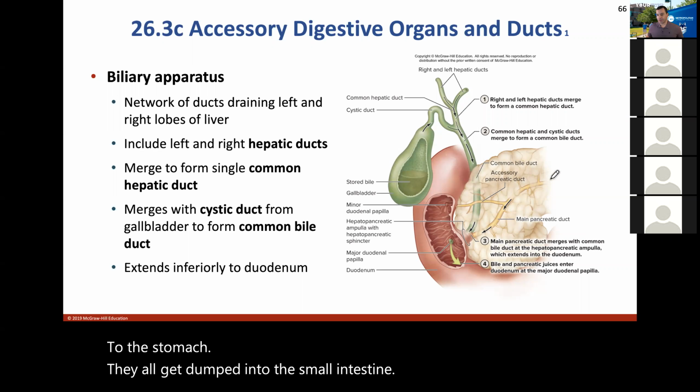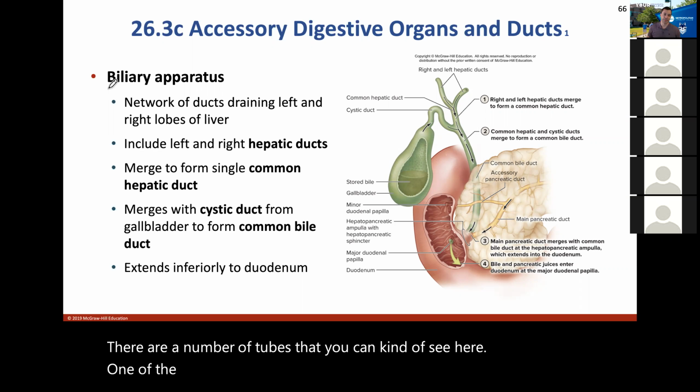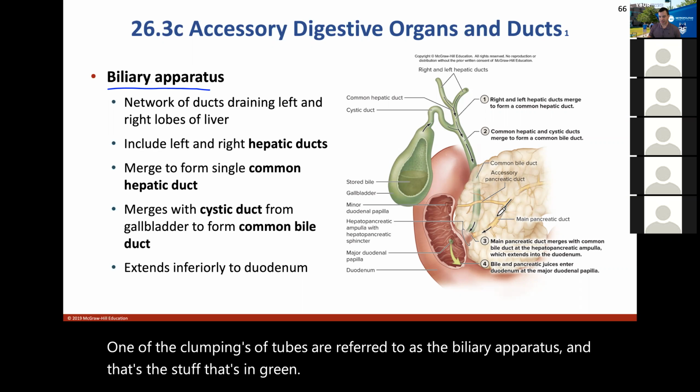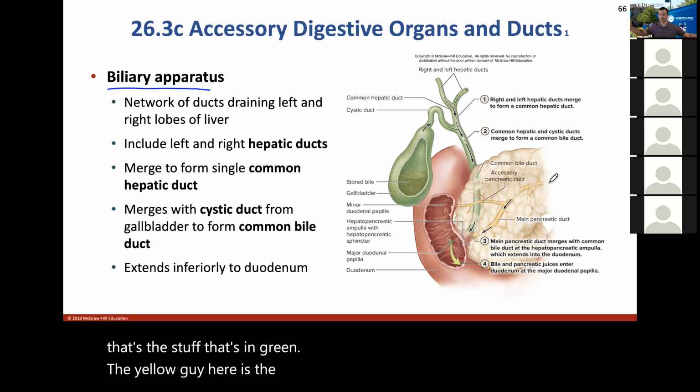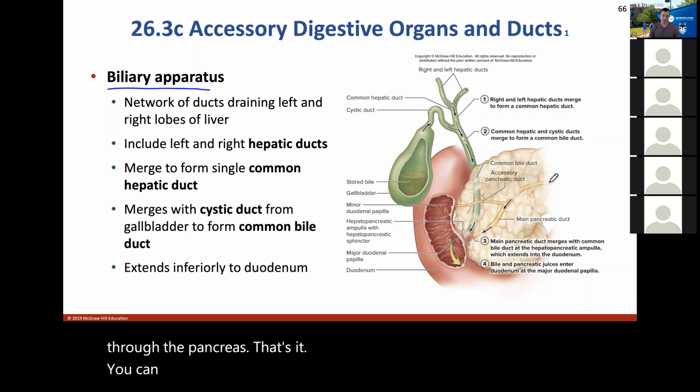There are a number of tubes that you can see here. One of the clumpings of tubes is referred to as the biliary apparatus, and that's the stuff that's in green. The yellow guy here is the pancreatic duct. It's the duct that runs through the pancreas. You can see there's a main and an accessory, but I don't really care. The pancreatic duct runs through the pancreas. That's all you're going to really need to know about that.